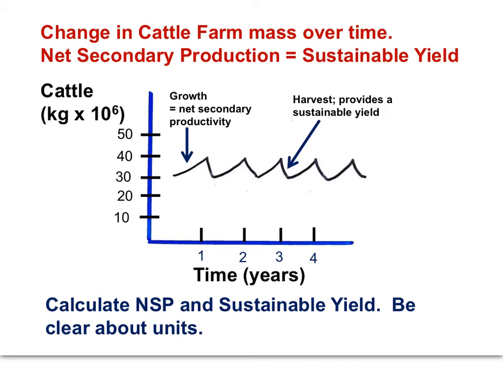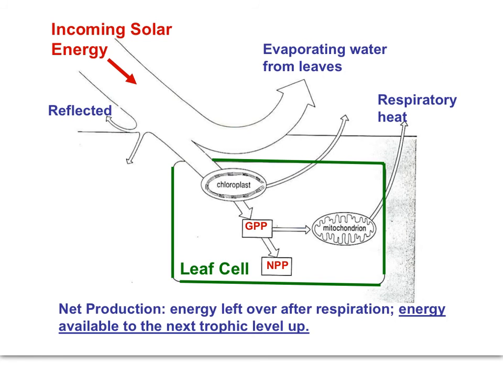As a note, we do not know how much the cattle ate, nor do we know how much feces they produced, and we're not given any information about how much they respired. Thus, we cannot calculate GSP from the information given here. All we can see is their net change in mass over time. So as we start to bring this movie to a close, let's do a little review.